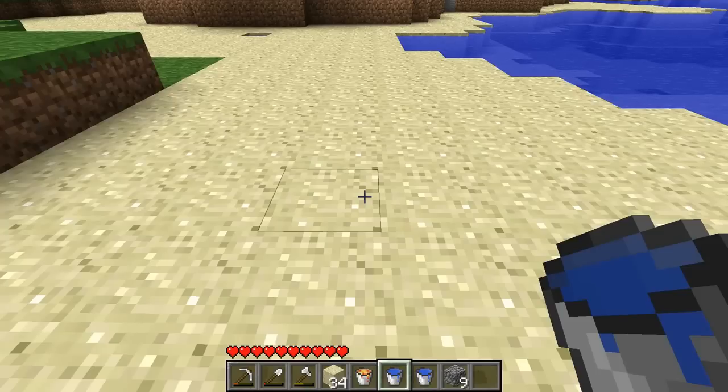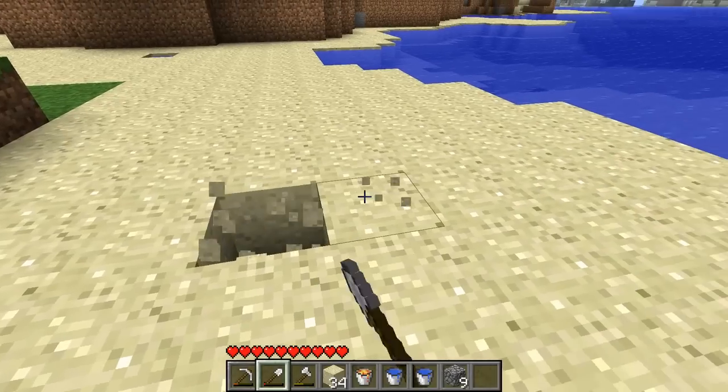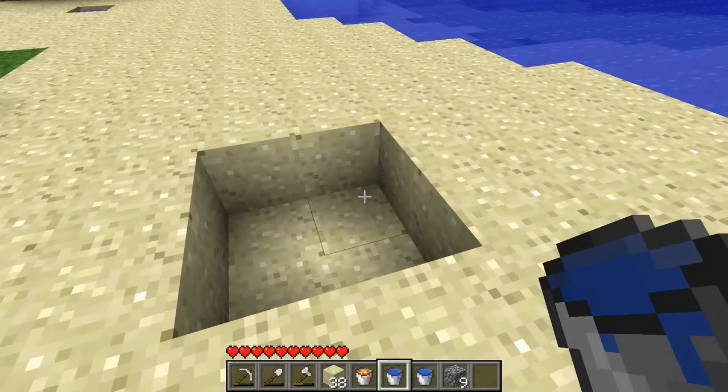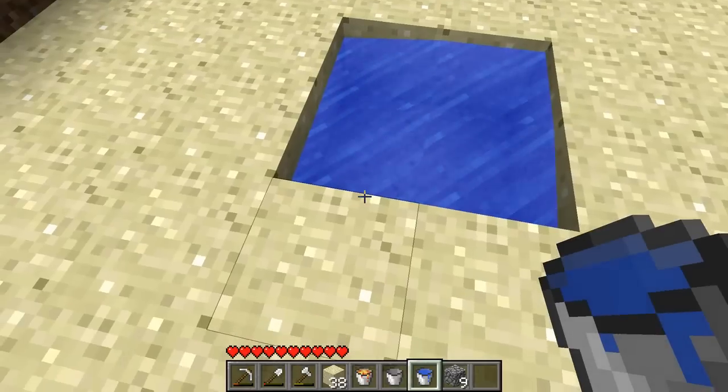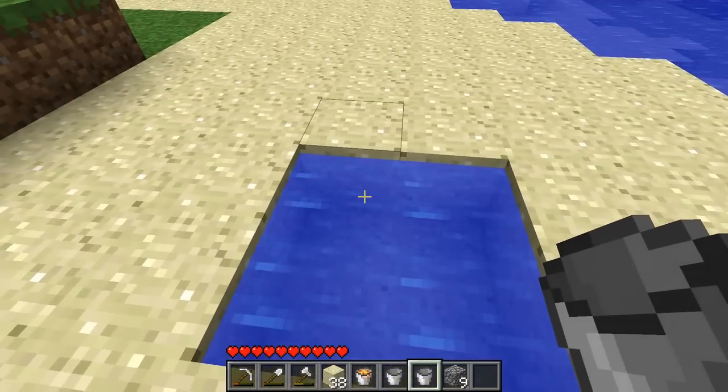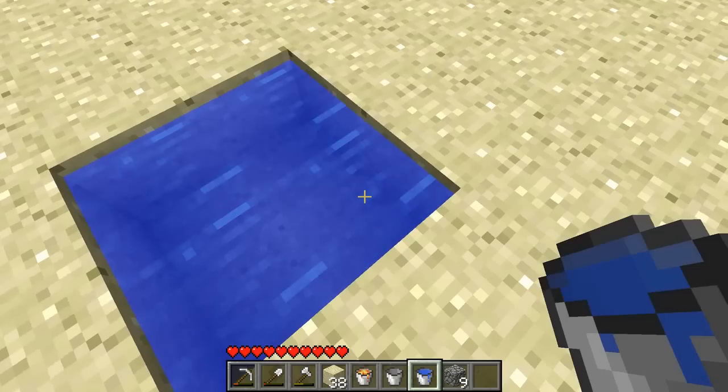The best way to create an infinite water stream is to dig out a 2x2 area, place water in each corner diagonally from each other. So place one here, and now it's safe to pick water up from any of these 4 blocks.